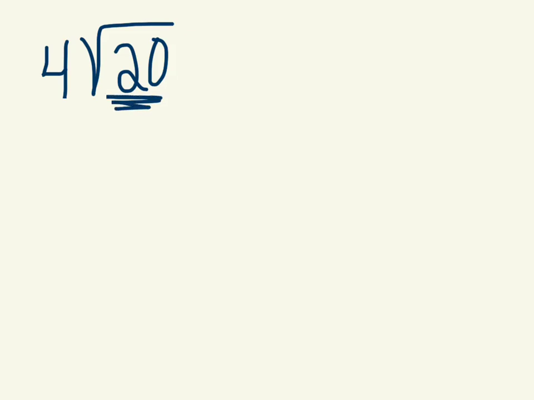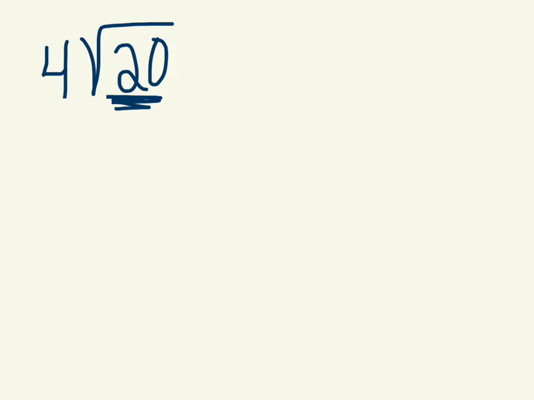Let's try one more example before we get going on our homework. We have 4 times the square root of 20. 4 times the square root of 20 is not simplified because 20 is not a perfect square. Oh, wait a second. I guess it wouldn't have to be, but I can simplify 20 from what's underneath that.